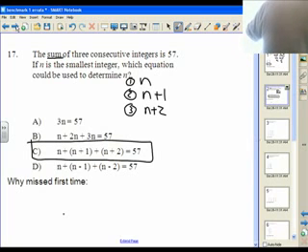Now if they said the largest integer was n, it'd be the opposite direction: n minus 1, n minus 2. It's not 2n, because that's twice n. That's not the next integer. 3n is not the next integer, unless n happened to be 1. But 1 plus 2 plus 3 is not 57. Things like that. All right? Questions on that?